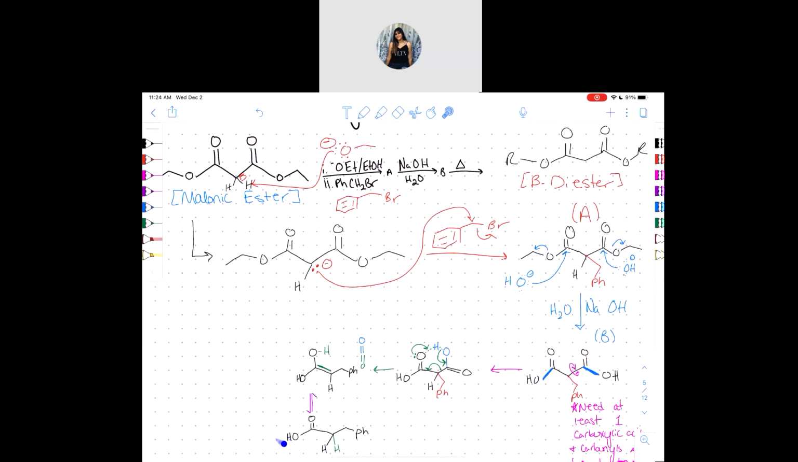So we're just going to call this the keto form or the carboxylic acid form. You can call it either. The reason we call it that is because usually in the tautomeric pairs that we've done, it's the keto and enol forms.